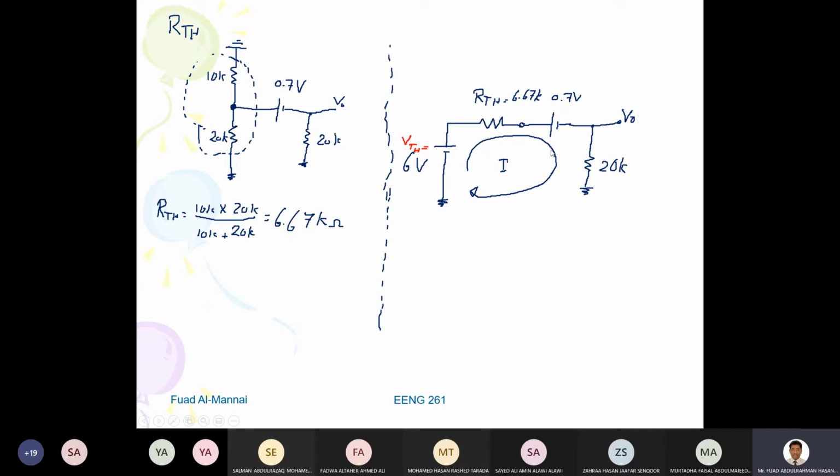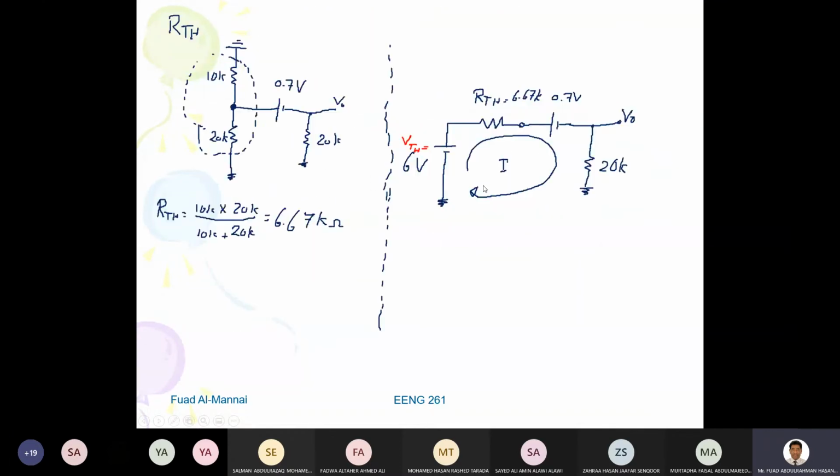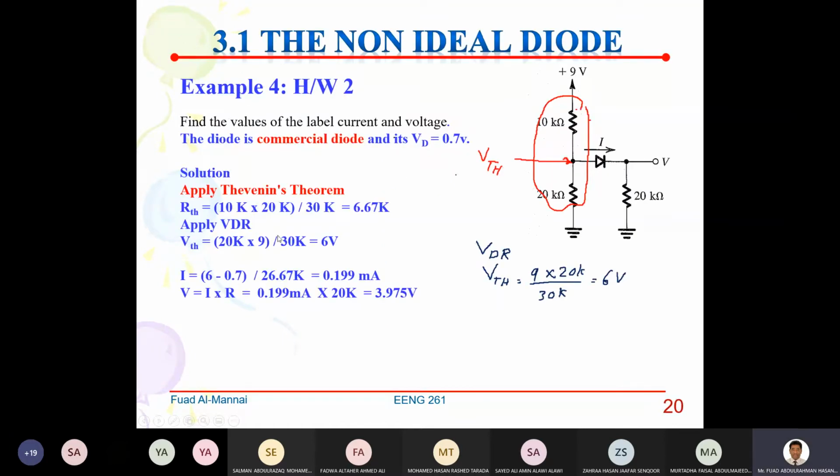I can take KVL over here. Why? Because I want to find I. So when I find I, it's like this: KVL, minus 6, plus I multiplied by 6.67K, plus 0.7, plus I multiplied by 20K. Solve that, and it is equal to what?